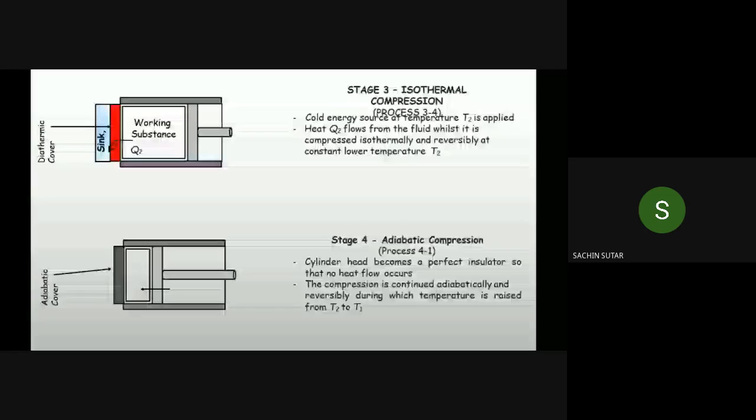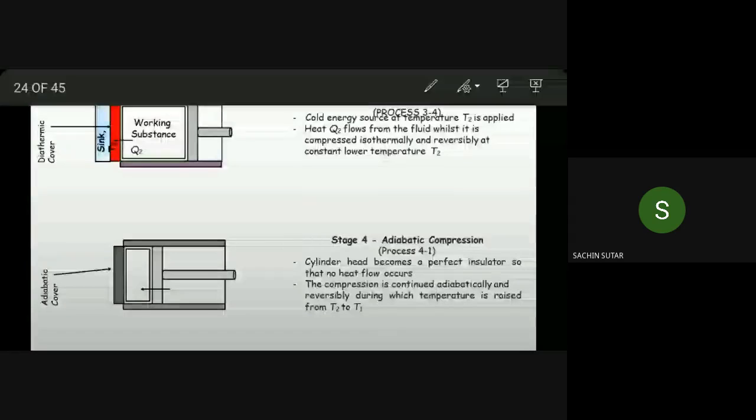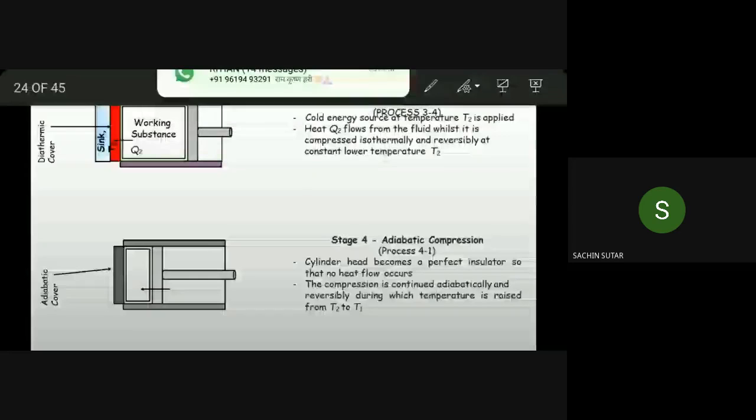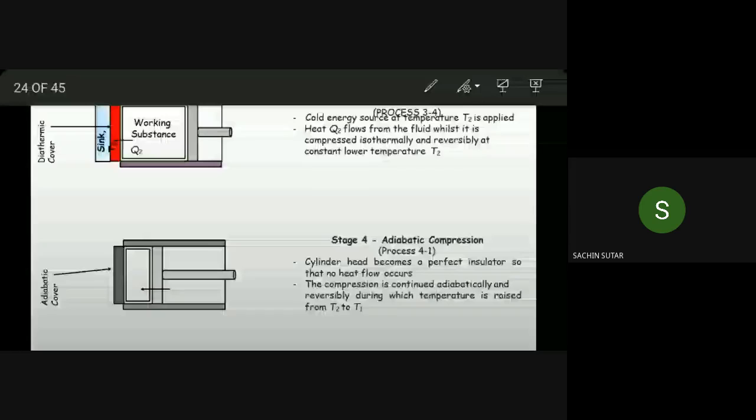And the last process is 4 to 1. It is at the bottom side. The cylinder head becomes a perfect insulator, and the compression is continued adiabatically and reversibly, during which the temperature is raised from T2 to T1. In adiabatic expansion, the temperature falls from T1 to T2, but in adiabatic compression, the temperature rises from T2 to T1. Okay, so these are the four processes.